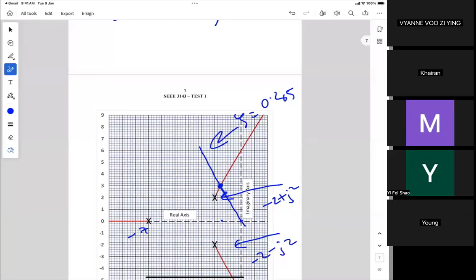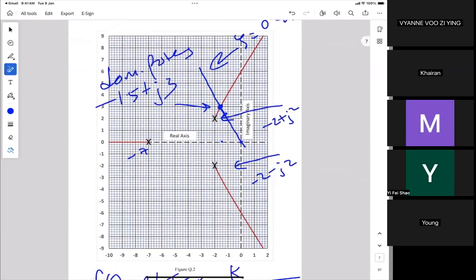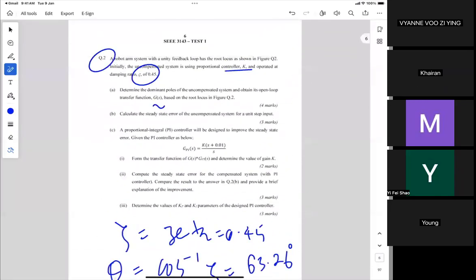Dominant pole over there? Minus 1.5 plus j3. Okay? Voilà, Yong. Okay, done.